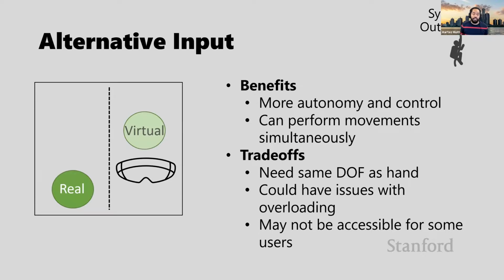Similarly, for the alternative input, you say the real hand is going to operate this, but I want to use the HMD headset to identify the location of the virtual hand. This can give you more autonomy or control, and you can perform more movements. But if you really want complex interactions, your alternative input might need similar degrees of freedom as the hand. You could have issues with overloading, and it might not be as accessible to some users.